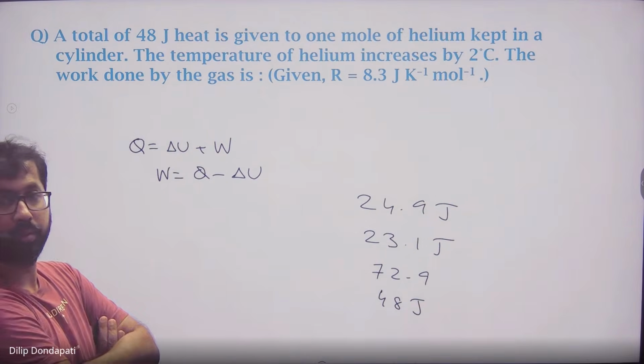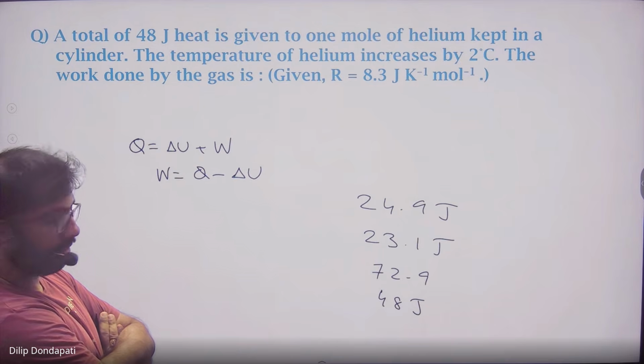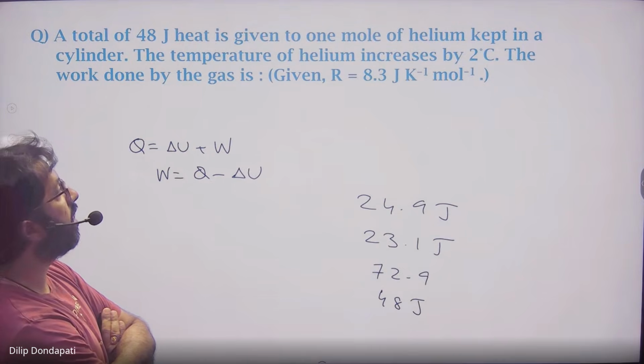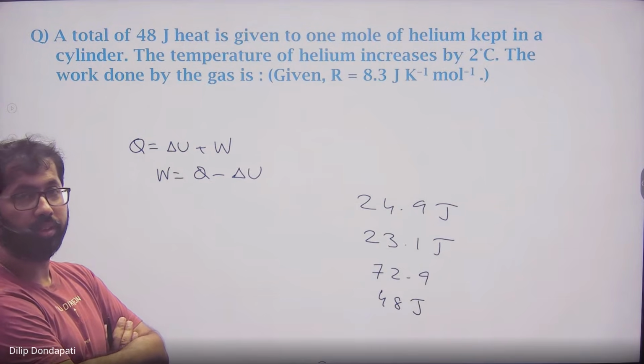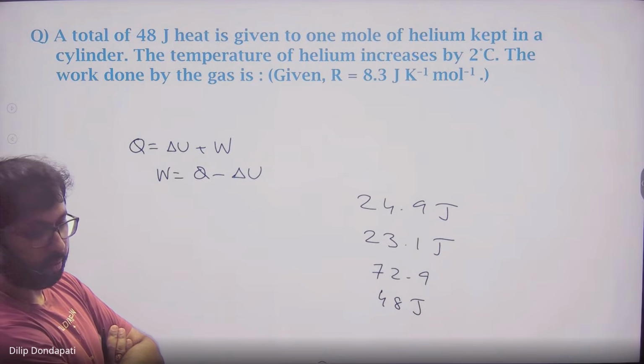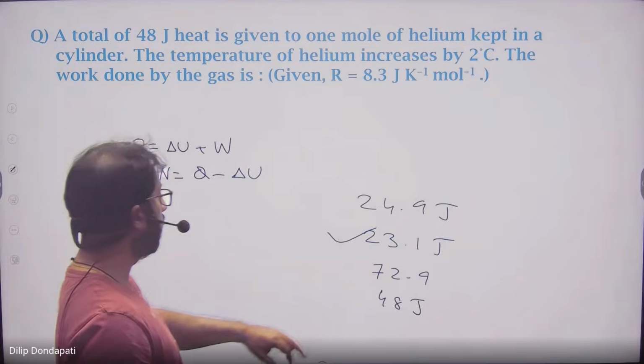So 23.1. Look, the delta U formula, you know, right? n Cv delta T. And since helium is a monatomic gas, degrees of freedom is 3, right? So 23.1 came. 23.1 only. Yes, this is the answer. Next.